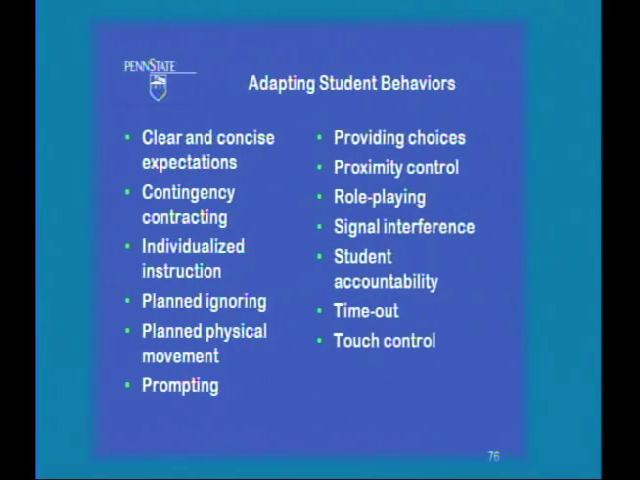Finally, provide these students with clear and concise expectations, contingency contracting, individualized instruction. Planned ignoring is wonderful, works real well with students with mild disabilities. Planned physical movement, prompting, providing choices, proximity control, role playing, signal interference, student accountability, timeout, and touch control.